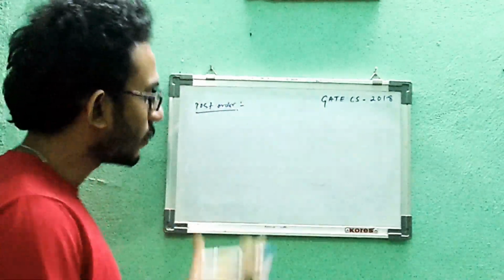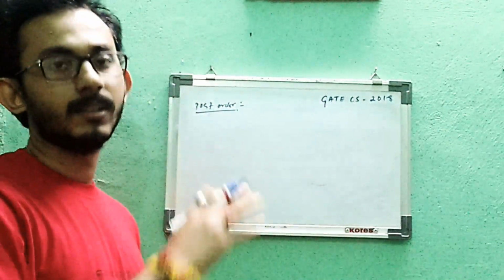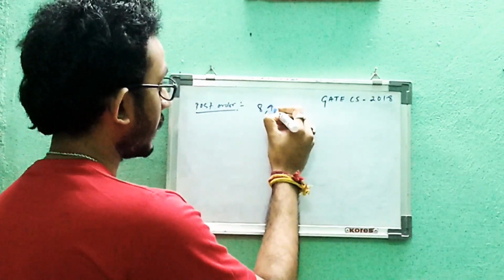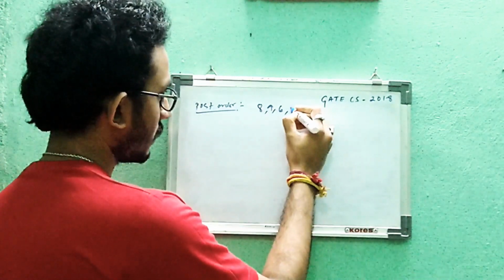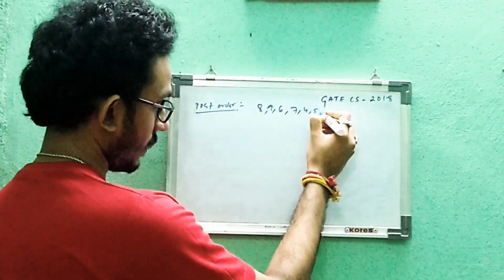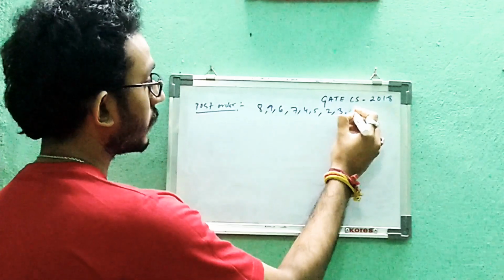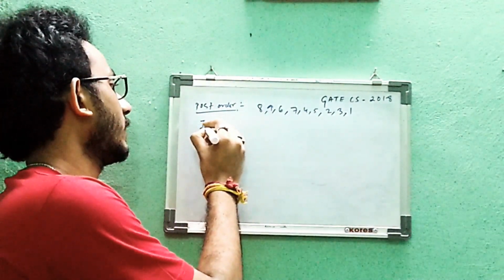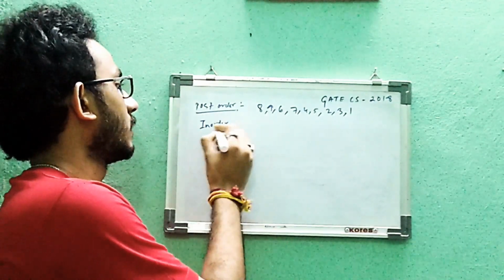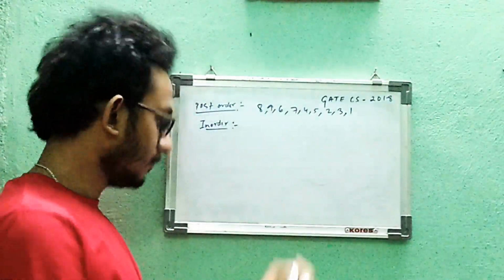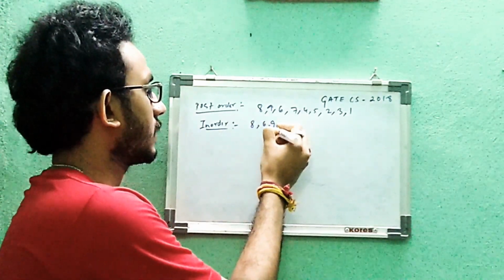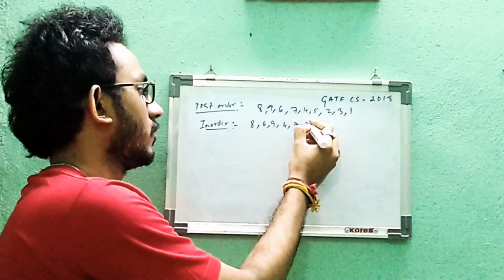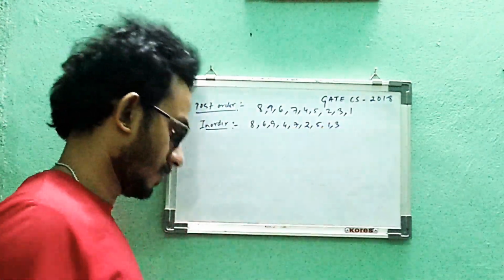I'll write the question down, as I don't have much space, so I'll write it and then I'll rub it and then I'll solve. So the post order traversal is 8, 9, 6, 7, 4, 5, 2, 3 and 1. This is the post order traversal which is given in the question. Also we are given the in order traversal: 8, 6, 9, 4, 7, 2, 5, 1 and 3.